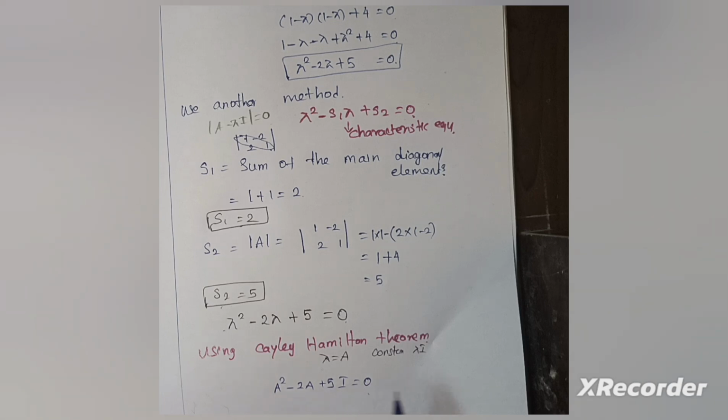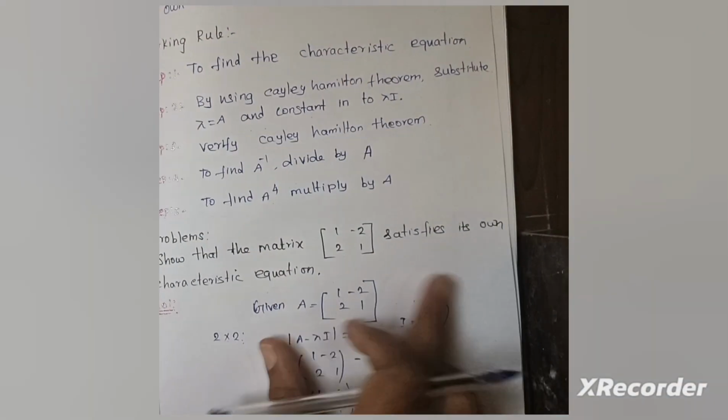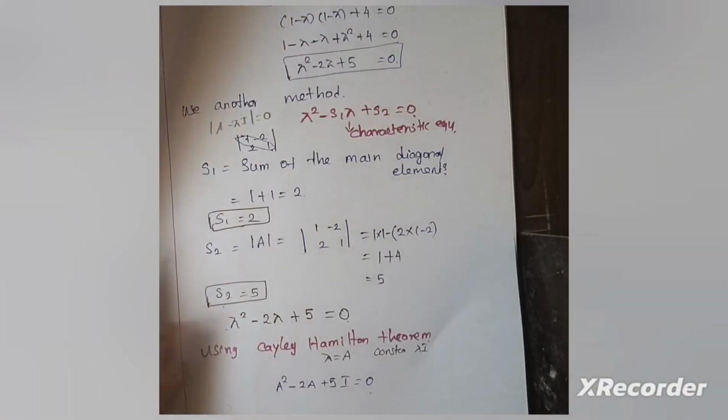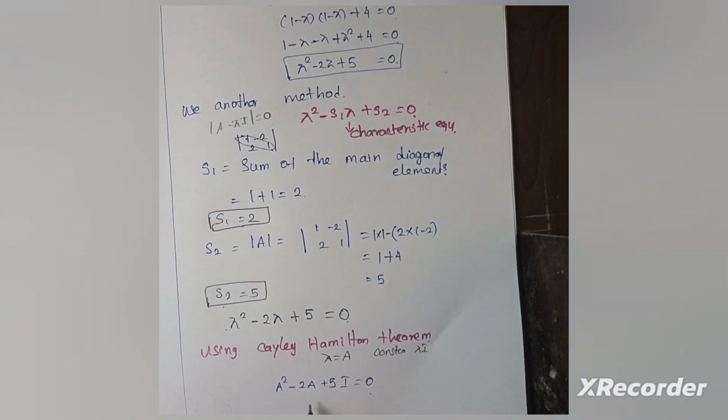Using the Cayley-Hamilton theorem, next we verify it. That's why the matrix satisfies the characteristic equation. So what will we get? This equation equals 0. We have to prove A squared minus 2A plus 5I equals 0. That's why we have to find A squared first.